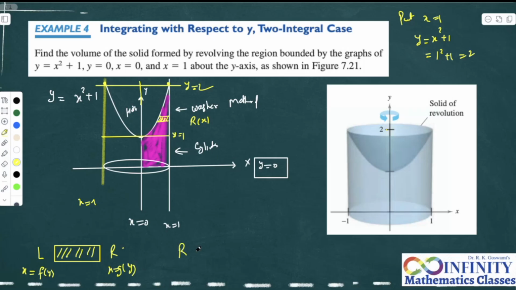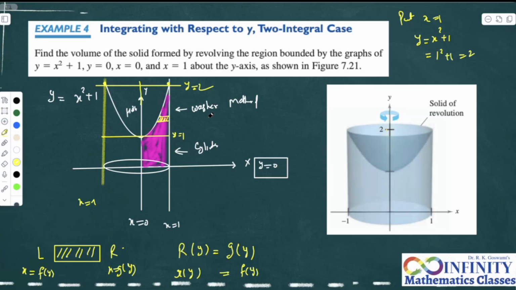What will be your R? This time, the capital R is going to be the right side curve. Any doubt? What is it? It is g(y). And the small r is going to be the left side curve. What is it? Small f, it is going to be f(y). So these are the changes you should be able to have.